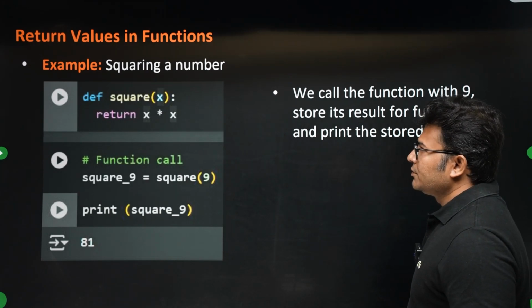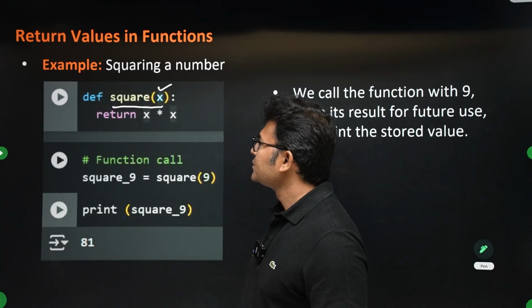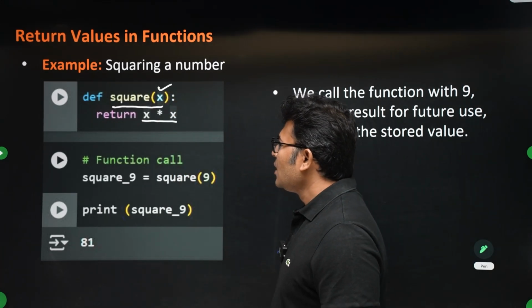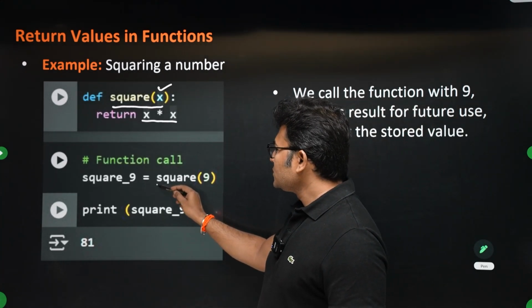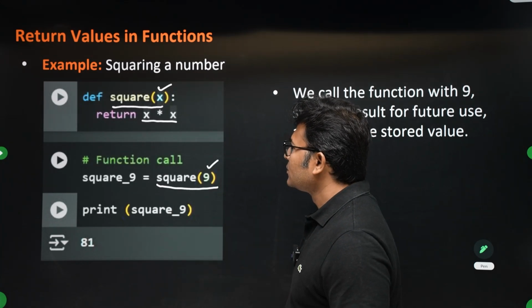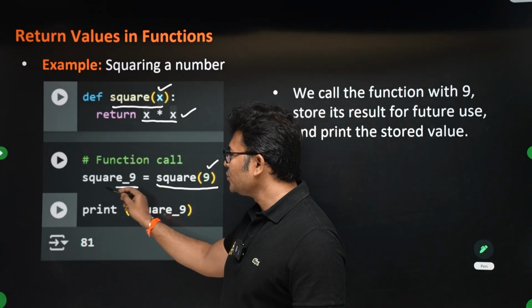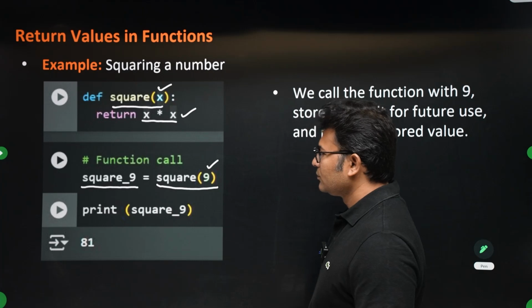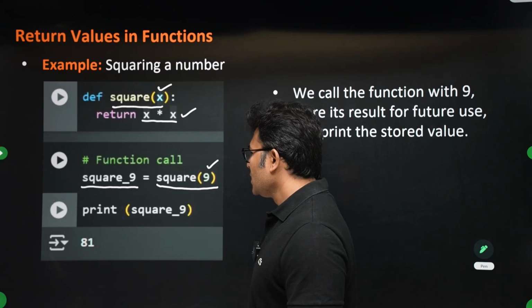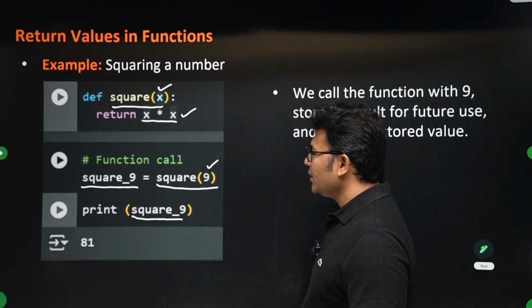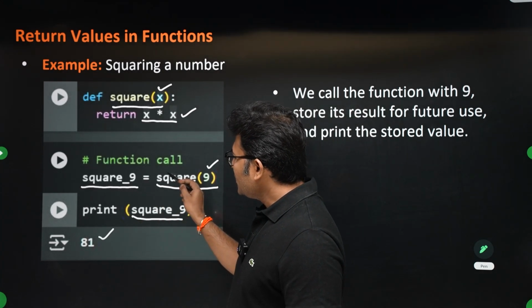Now if you look at this function, squaring a number. Square is a function which is taking a parameter x and it is returning x into x. Now whoever calls it can hold that value. For example, if I call the square function by passing a value 9, 9 into 9 is returned, 81 is returned. That is captured into a variable called square 9. Now whatever a function is returning, we are able to capture it in a variable.